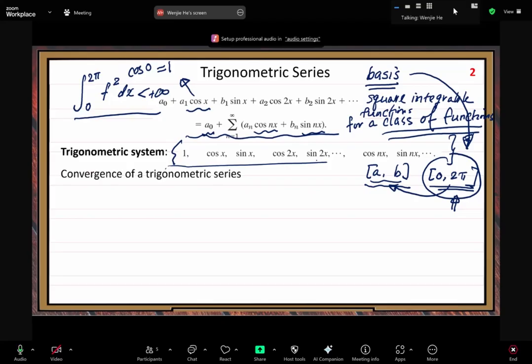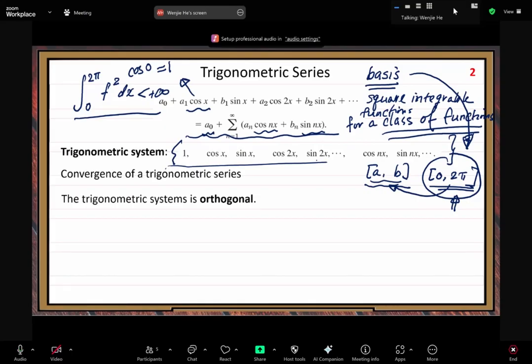Convergence of trigonometric series. Because this is an infinite series, we need to consider the convergence issue. It's very complicated, so in this class, we just look at the results. The trigonometric system is orthogonal.